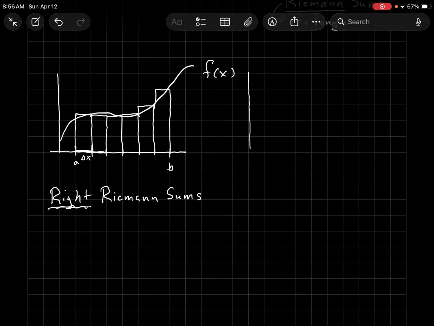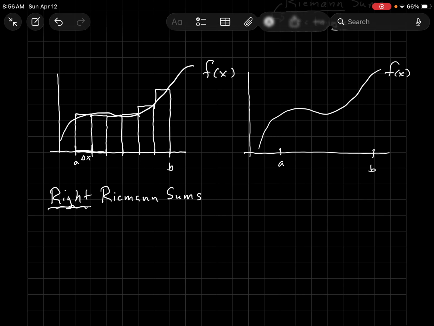Let's look at one more. Draw the picture again. Somewhat similar. Pick an a and b. And I'm going to draw bigger subintervals this time. So bigger delta x, just so it makes it a little bit easier to see. And this last type I want to do is called a midpoint Riemann sum.